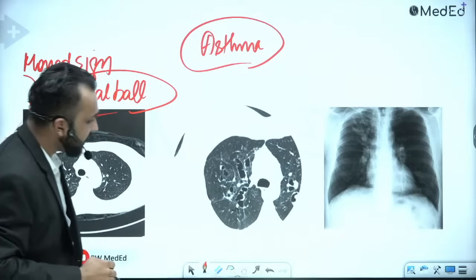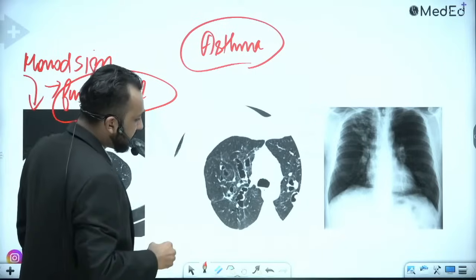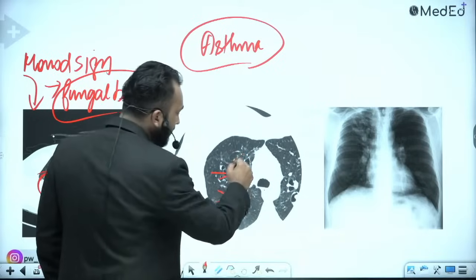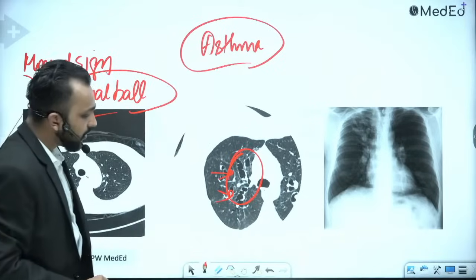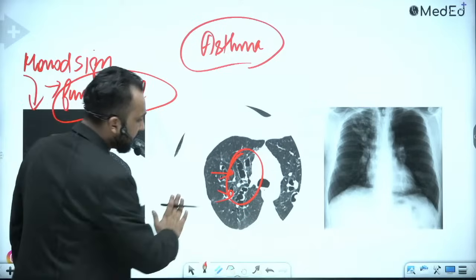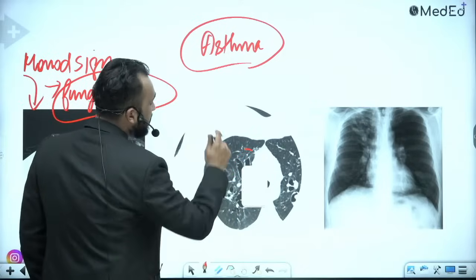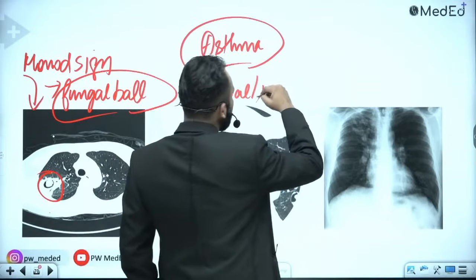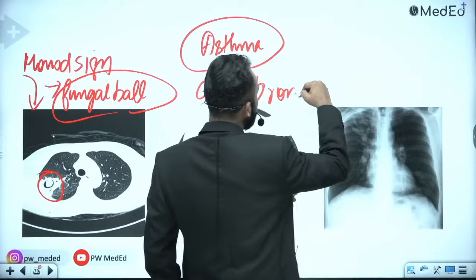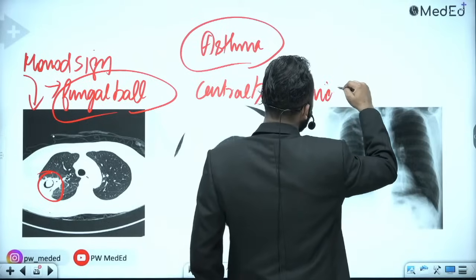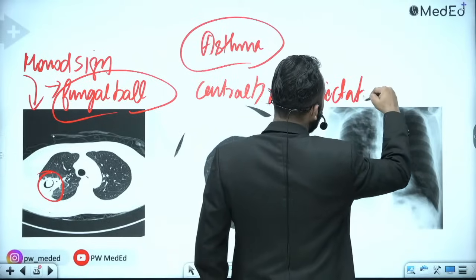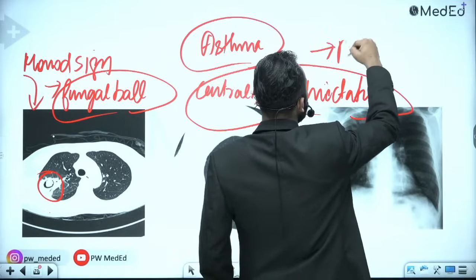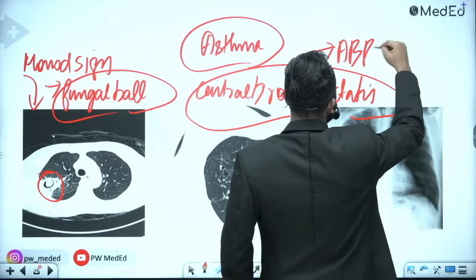And on NCCT chest images, you will see multiple dilated bronchi in the central part of the lung. This is your central bronchiectasis. Central bronchiectasis with a history of asthma will be seen in which patients? It is your allergic bronchopulmonary aspergillosis.